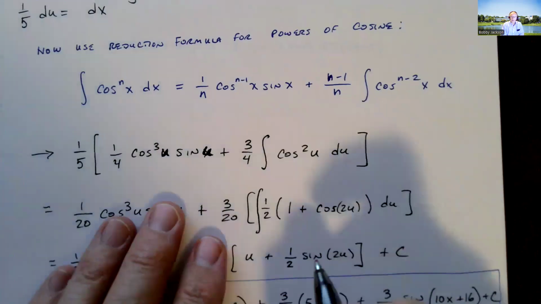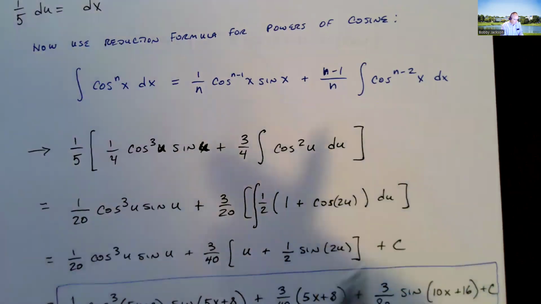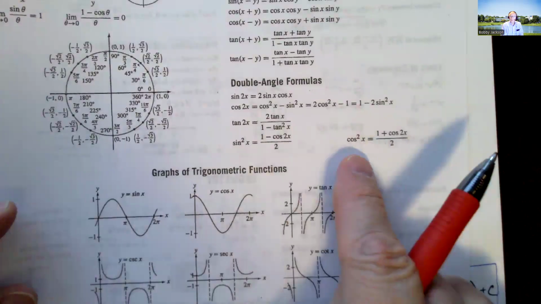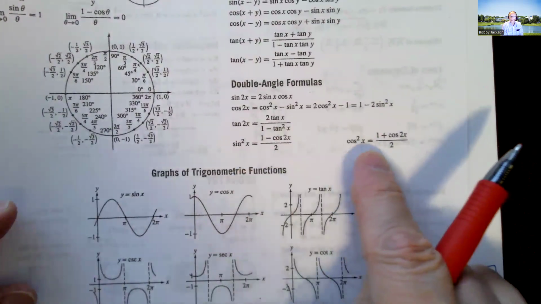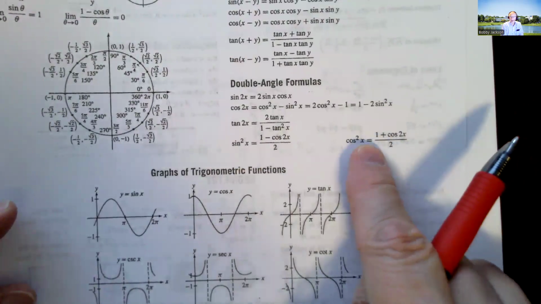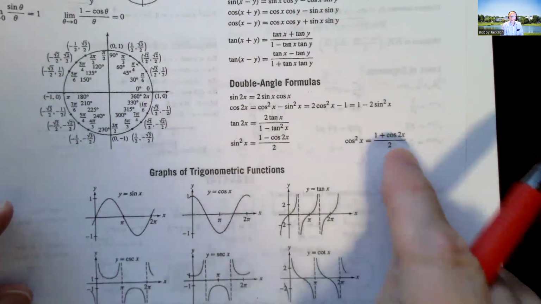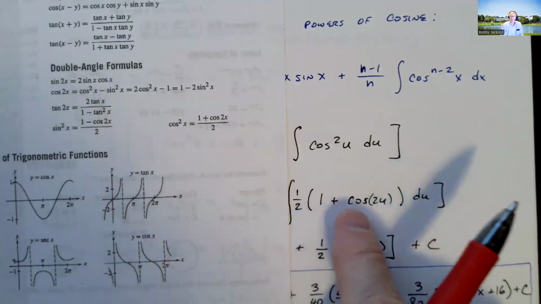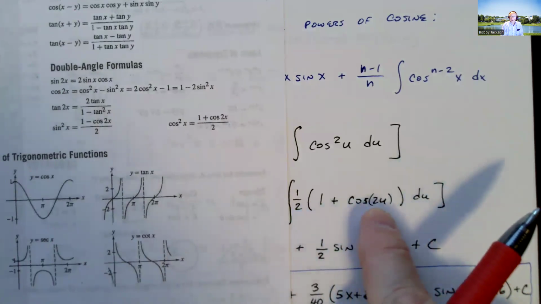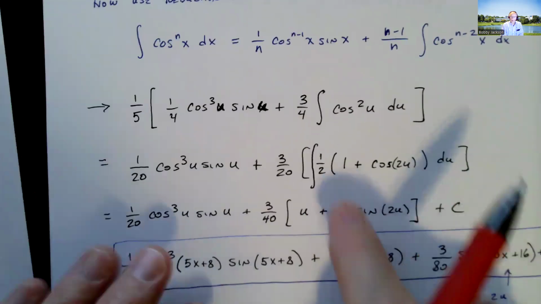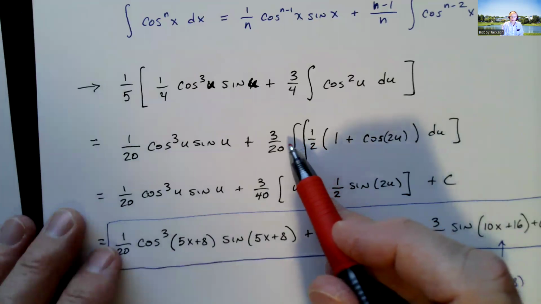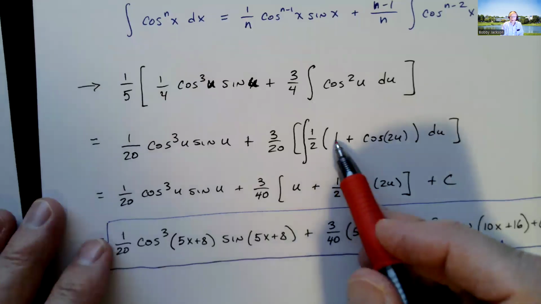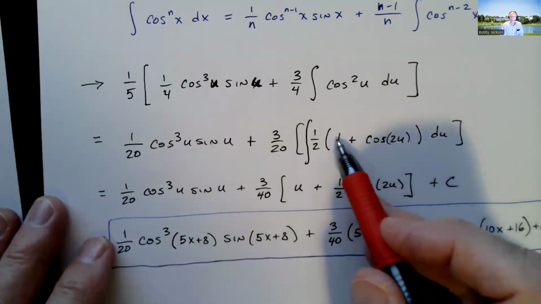The way I want you to certainly be able to do it is with the following power reducing formula. Here's one for sine, but for cosine it's 1 plus cosine of 2x divided by 2, or 1/2 the quantity 1 plus cosine of 2x. So when I see cosine squared u, I can replace it with 1/2 times the quantity 1 plus cosine of 2u. Now I can integrate this. The 1/2 I'm going to pull out, so I've got 3/20 times 1/2 is 3/40.